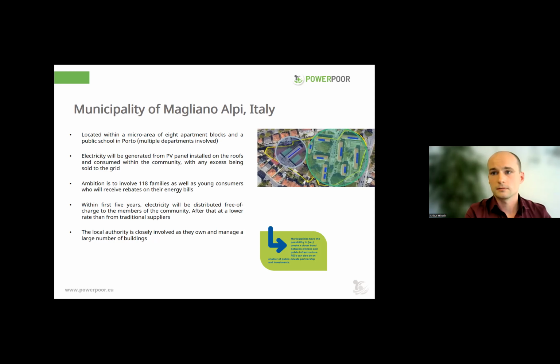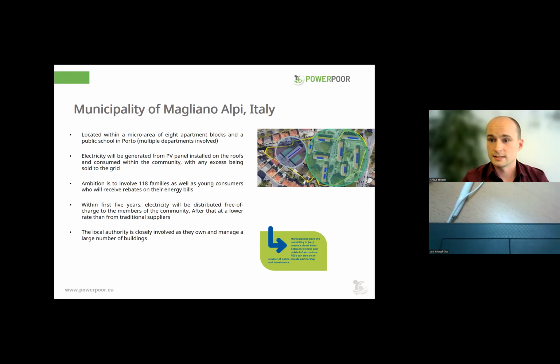It's about reaching out to people who might be interested in investing, but also reaching out to people who are struggling with energy poverty, or who might not be aware that opportunities like these are available, that energy communities can contribute to mitigating the energy poverty situation. And here municipalities have a very strong role in facilitating that.